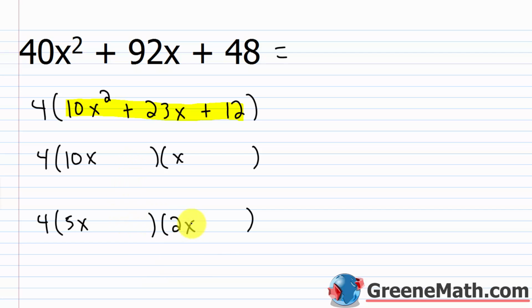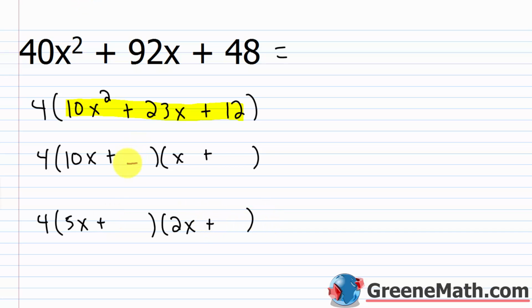Either of these is possible, right? 10x times x is 10x squared. 5x times 2x is also 10x squared. So we just have to go through and kind of slug it out. We think about the fact that all the signs are positive. So I know this is plus, and this is plus, and this is plus, and this is plus.